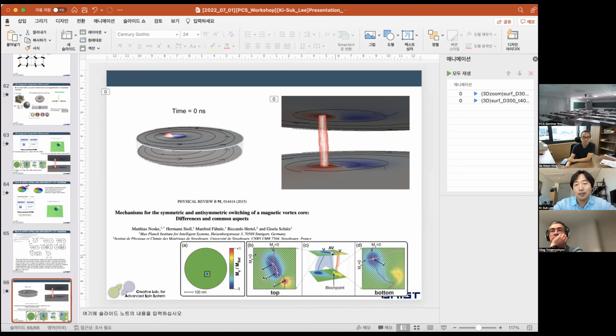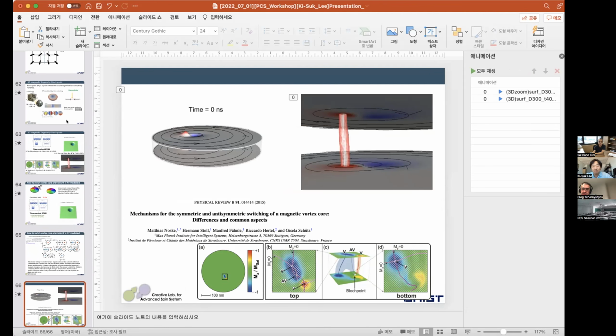I think Professor Chernyshov knows the details about that. You explained a lot of things related to these problems, right? Yeah, we did some work with Suk Lee Kim. In fact, we looked at the pinning of a Bloch point. Yes, something that you also mentioned.